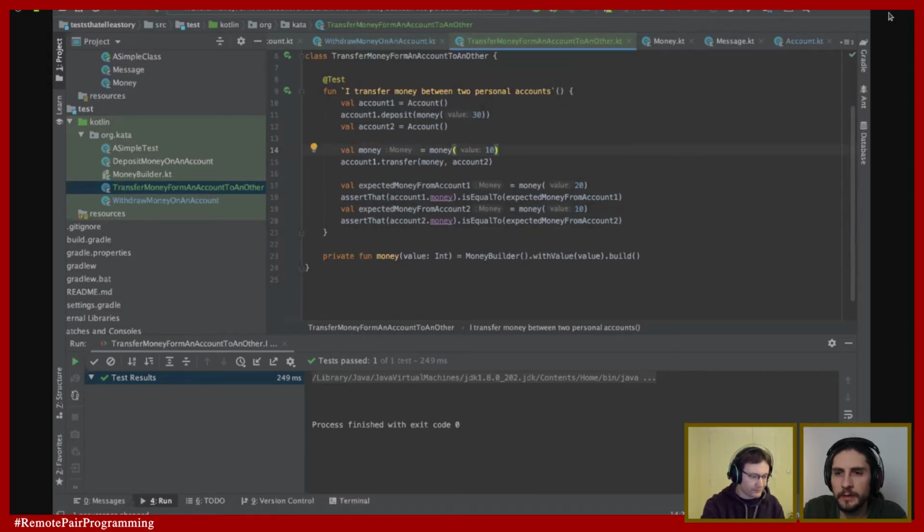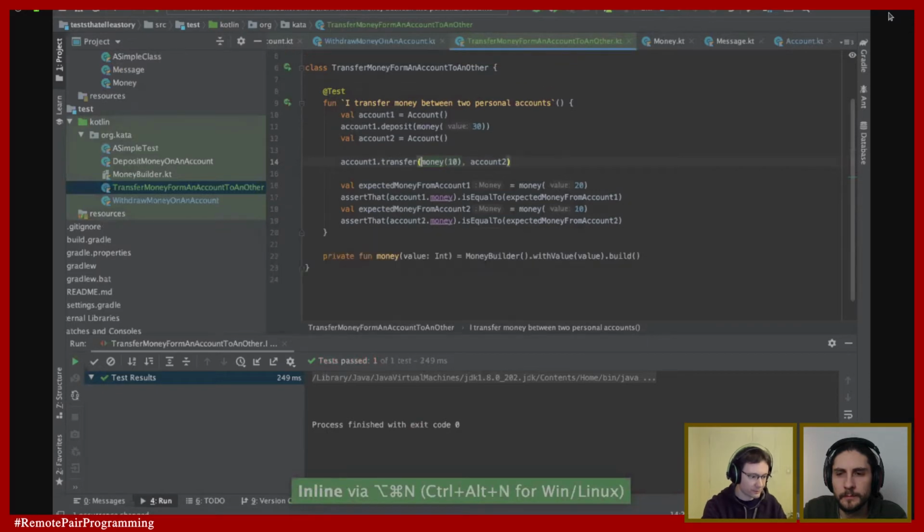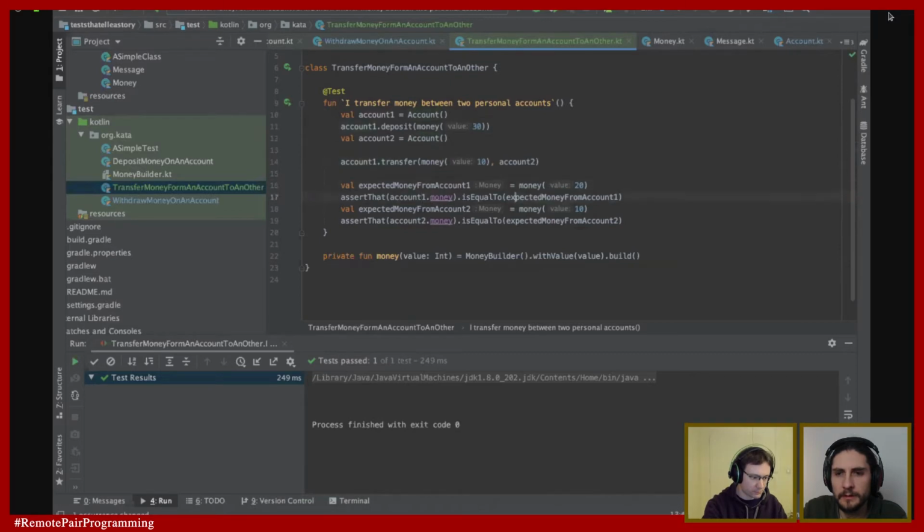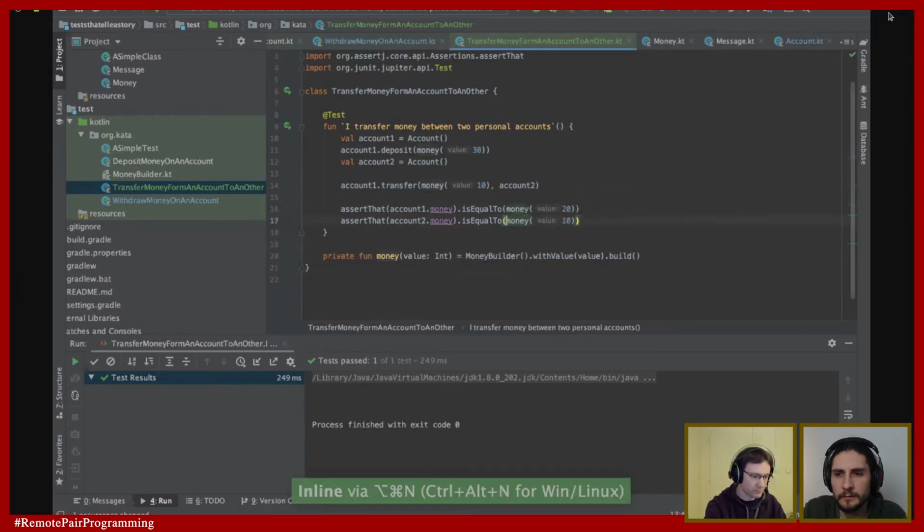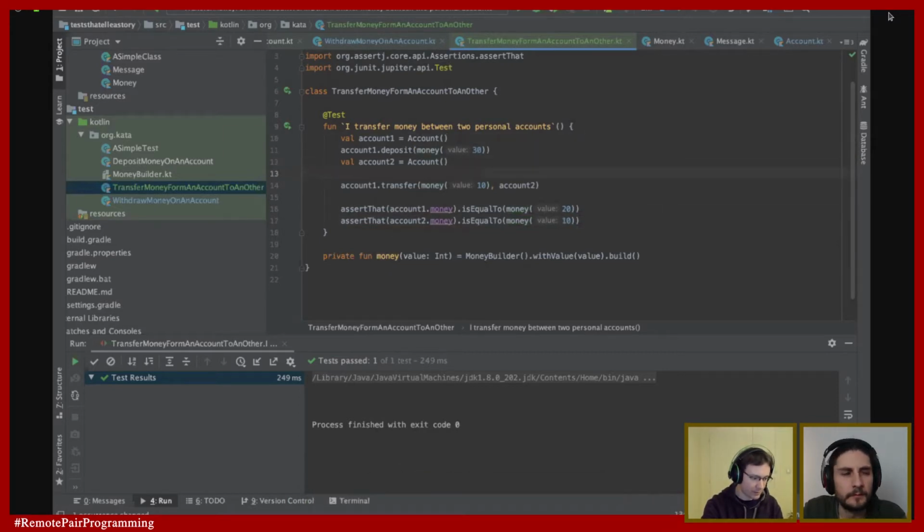Now I would inline the money variable. I don't think we need it anymore. And the same in the 17 and 19. A lot better. Maybe now we just have to rename the account 1 and account 2.